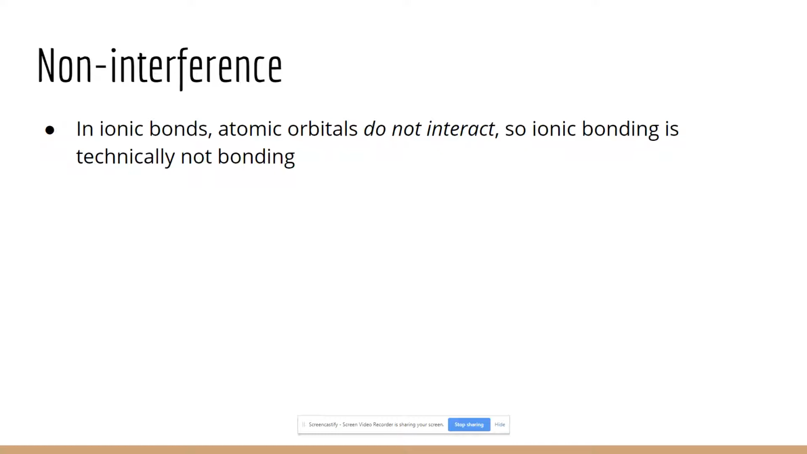Pause here. And then our third category of bonding, antibonding, would be non-interference, meaning that there's no overlap of orbitals whatsoever. That's what happens with ionic bonding. That's why I have said probably many times that ionic bonding is really not technically bonding. It's actually an extremely strong intermolecular force, which is what our next chapter is on.